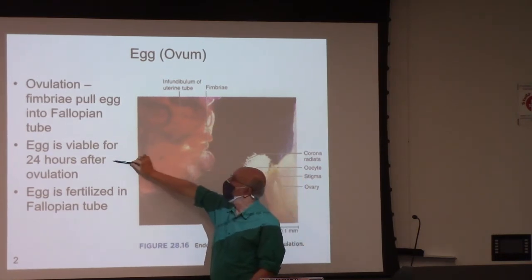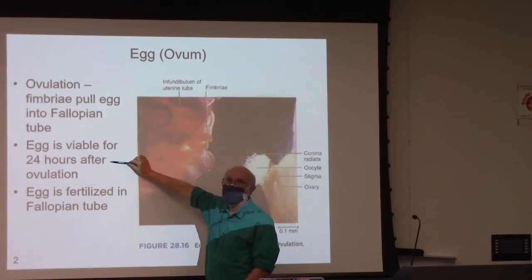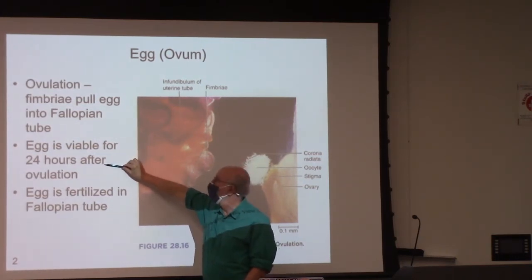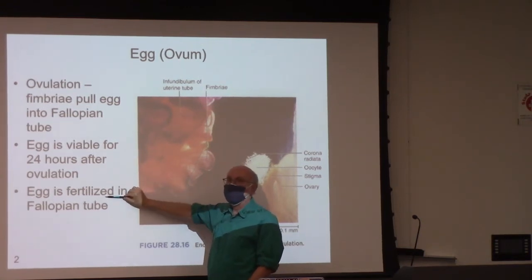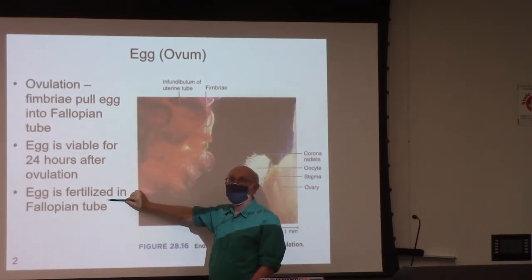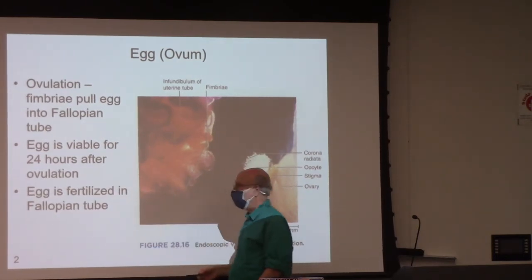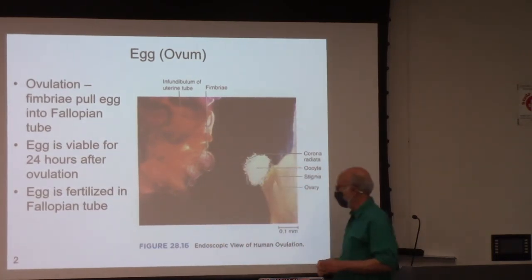The oocyte is viable in the fallopian tube for at least 24 hours and sometimes more. The oocyte is typically fertilized in the fallopian tube, but then implants in the uterine endometrium in a normal pregnancy.